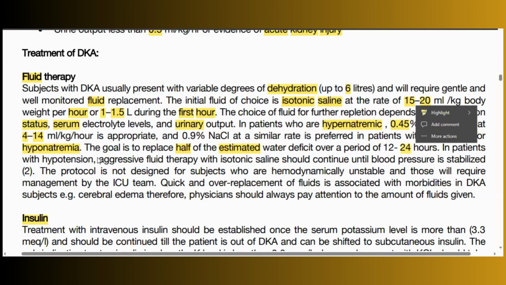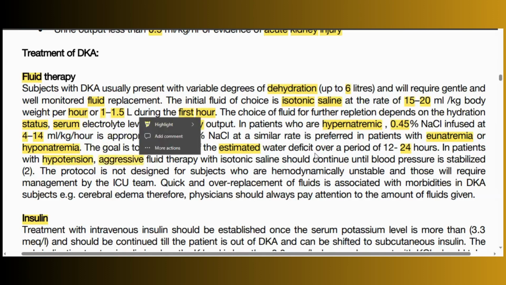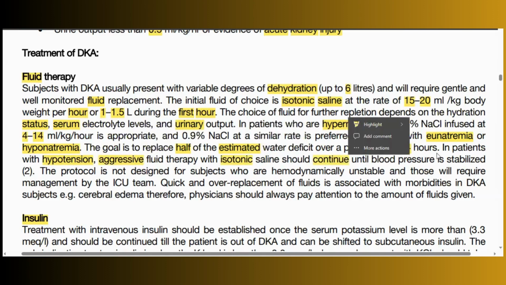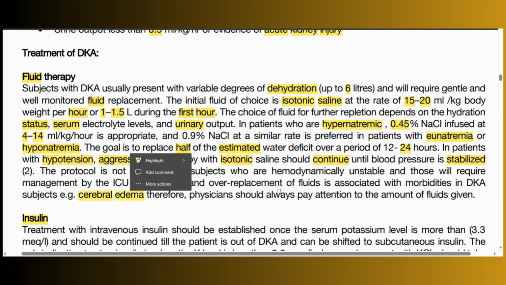In patients with hypotension, aggressive fluid therapy with isotonic saline should continue until blood pressure stabilizes. The protocol is not designed for patients who are hemodynamically unstable and those who require management by the ICU team. Quick and over-replacement of fluid is associated with morbidity in DKA subjects like cerebral edema. Therefore, physicians should always pay attention to the amount of fluid given.